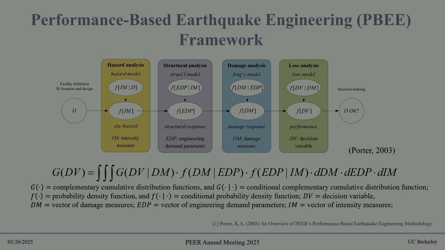And so we are familiar with the hazard analysis, where we try to describe probabilistically an intensity measure. Then this gives us fundamentally the input for our structural analysis. We describe probabilistically the response of the structure through engineering demand parameters. And then again, probabilistically, we connect that with the damage in the structure, and finally we find a decision variable, typically dollars or time in which the structure cannot be used, in order to have, again, a probabilistic loss analysis.